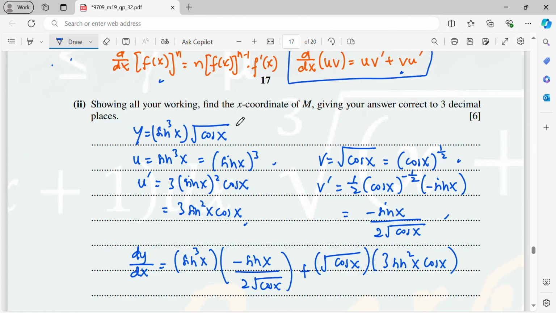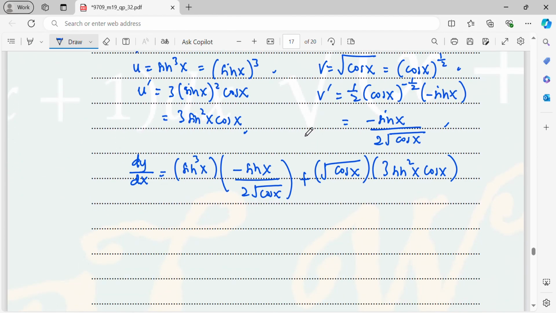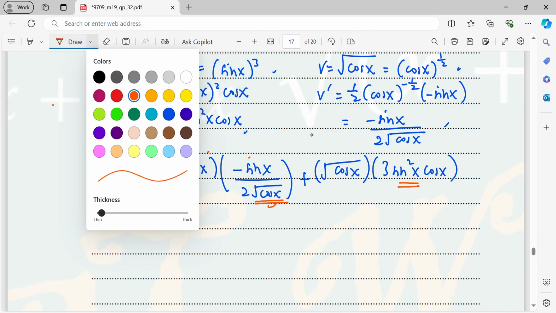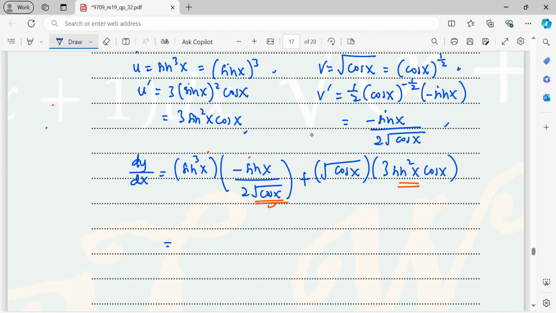Okay, so now we need to find the x coordinate. The x coordinate happens when dy dx equals 0. But before that, I need to factorize the common term. When you look at the denominator, here we have 2 square root cos x. This must be factorized out. And for the numerator, here I have sine square x, even though this first term is sine degree 4. So these are the two common terms, right? So I will factorize sine square x over 2 square root cos x.